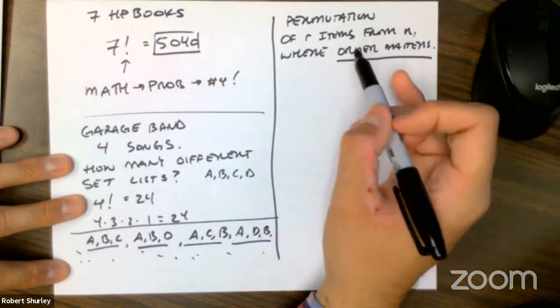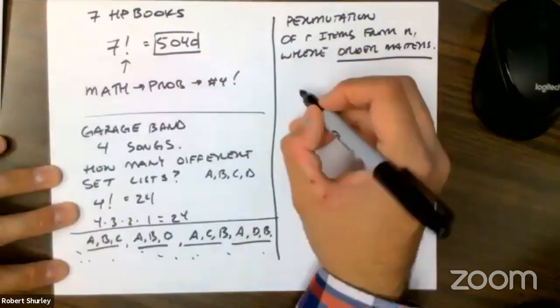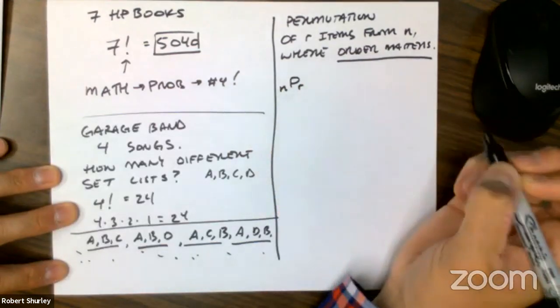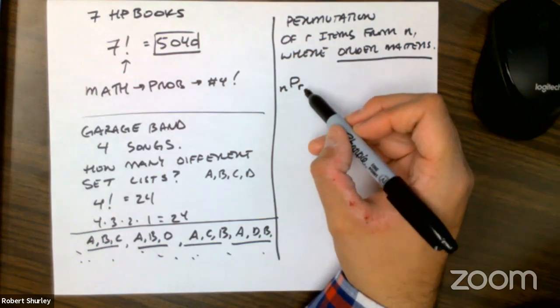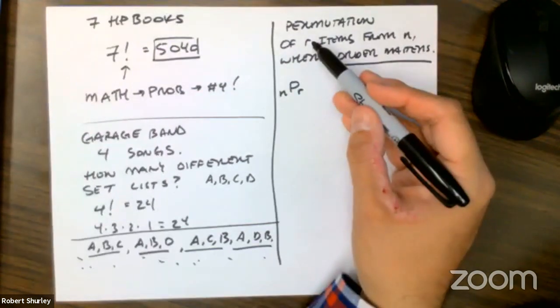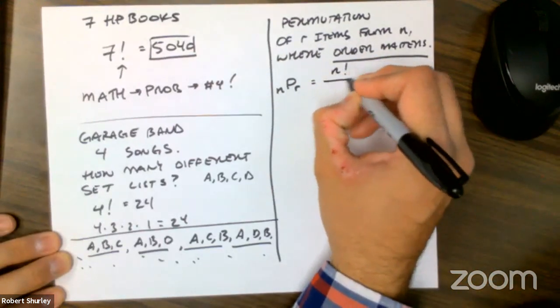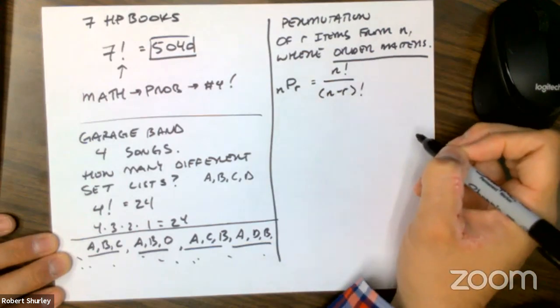But if I want to know this, it's a different kind of formula. And so the formula is written there. So now it actually looks like this. Use this notation, NPR. Remember, N is the big group, P stands for permutation, and R is the number of the small group. And it equals N factorial over N minus R factorial.